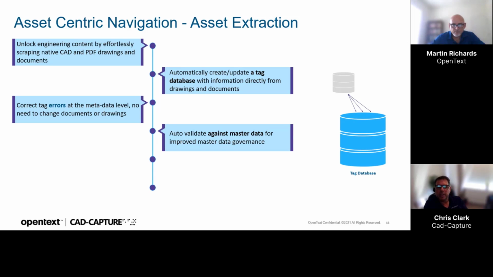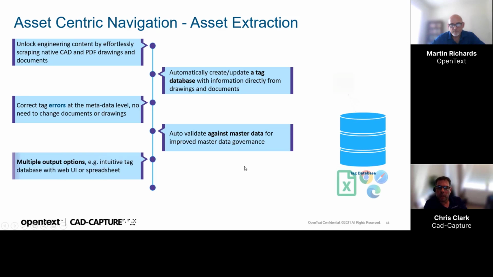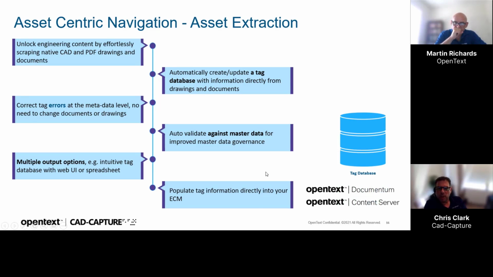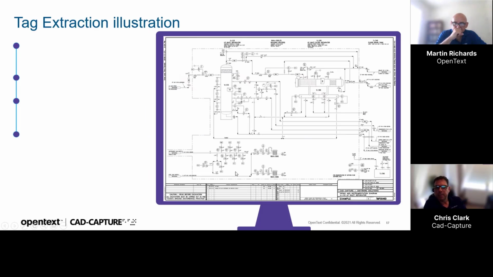So we can build that in and tolerate that, so you can make sure you get the accurate result, I should say, from the tag that's been read. We can deliver this in multiple output options, from a database and a web UI and a spreadsheet for loading into different systems. But the real value comes when it's put into the context of the OpenText ECM, so Content Management Suite. And that means you can then populate the information directly into the metadata.